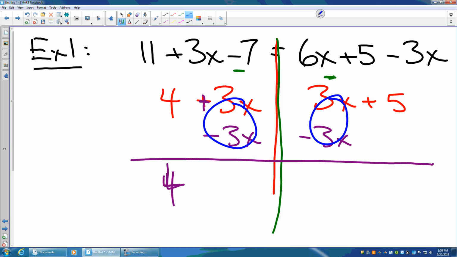Because if you have 3 of something and you take those 3 away, you have 0 of that thing. If you want to say something with an x, or if you have 3 x boxes and you lose all 3 of those x boxes, you don't have an x box left, you just have 0. And then 5 is left over. So now, here's what we have. We have 4 is equal to 5.